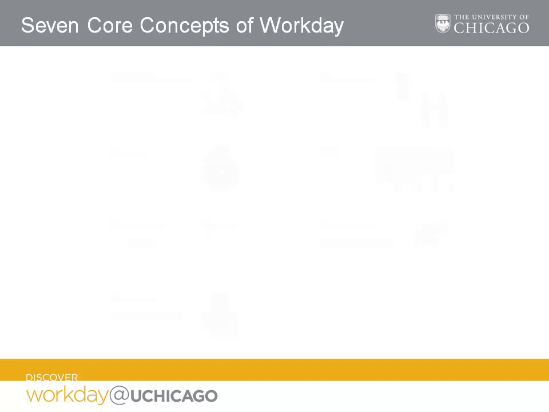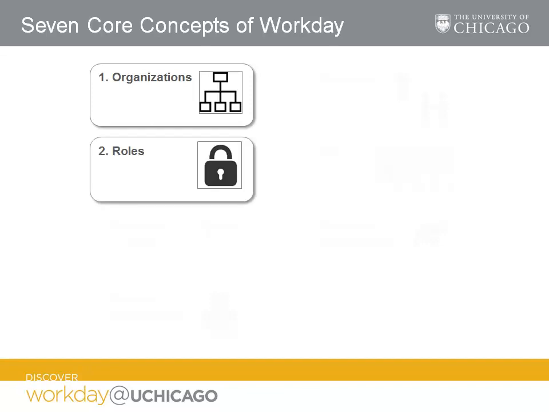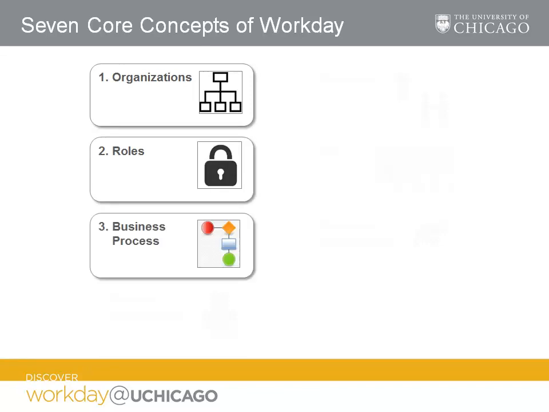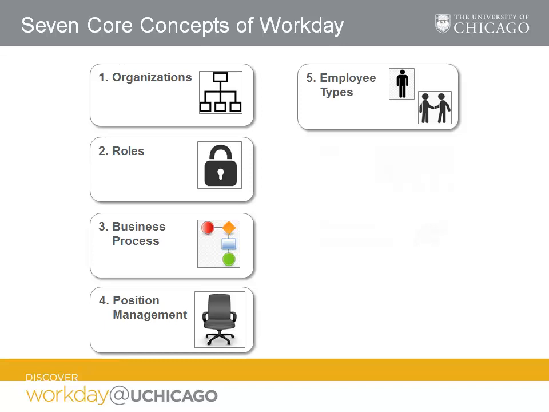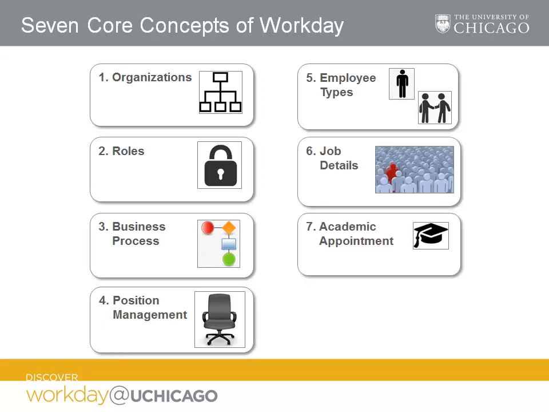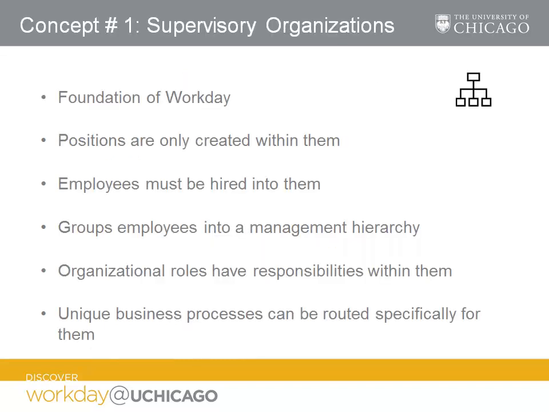The 7 core concepts are made up of organizations, roles, business processes, position management, employee types, job details, and academic appointments. The first core concept is supervisory organizations, which are a foundation of Workday. Supervisory organizations are where positions are created and employees are hired. Organizational roles and business processes can be designated by supervisory organizations. Essentially, supervisory organizations are grouped into a management hierarchy.